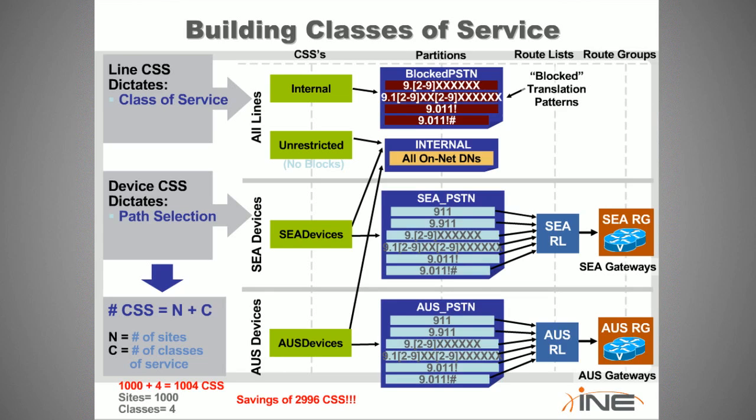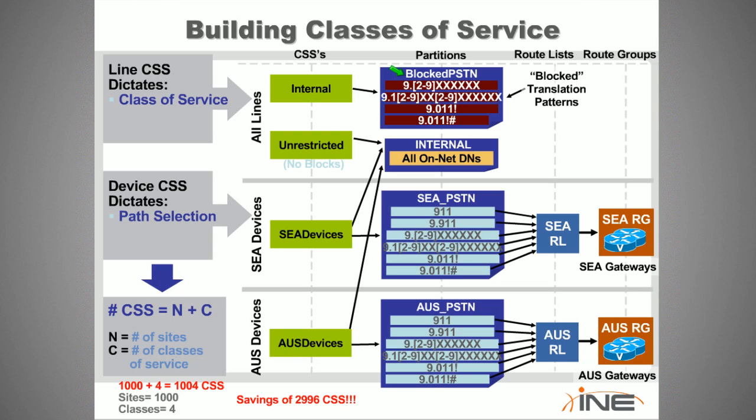Yes, so right, the CSS for internal blocks everything except for internal. And the reason internal is allowed has nothing to do with the CSS on the line, but because the device points to the internal partitions. Right. So for local, if we wanted to have a local class of restriction, the local CSS would point to a partition, and that partition would have the patterns in it. So in this case, we'd split it up. There wouldn't just be a partition called blocked PSTN.